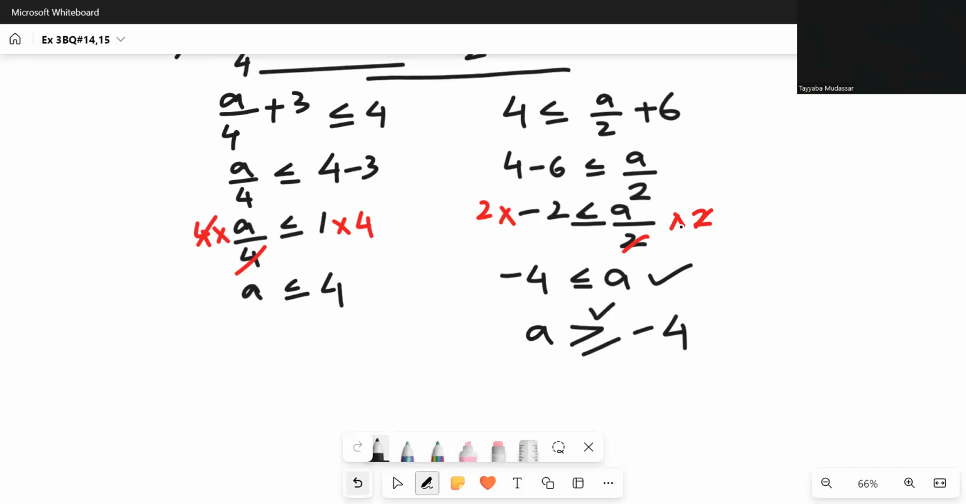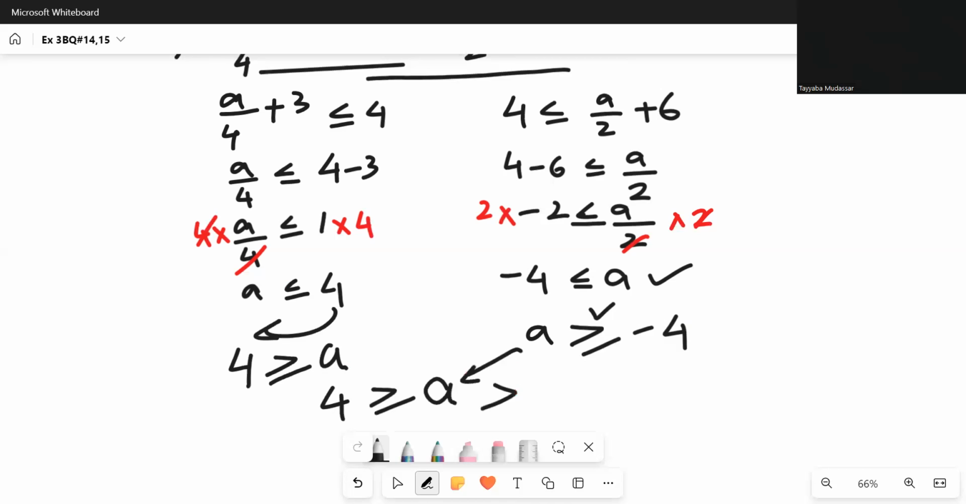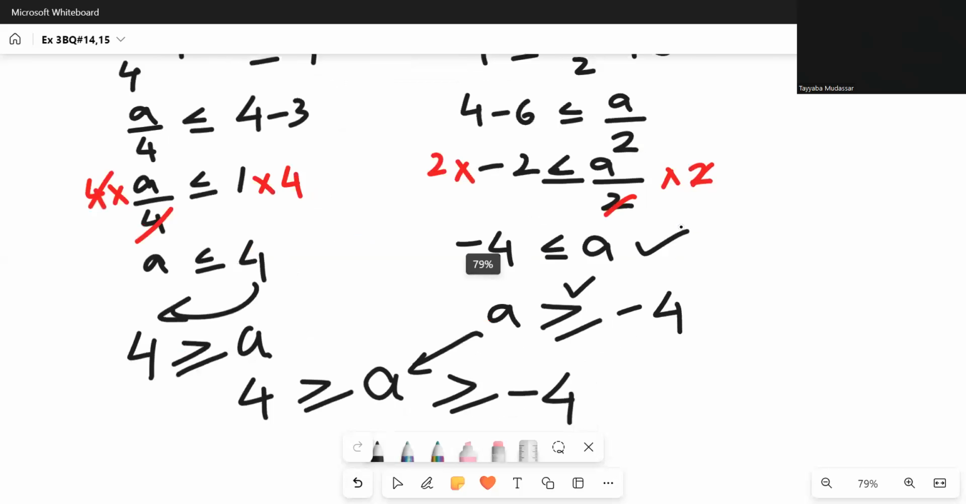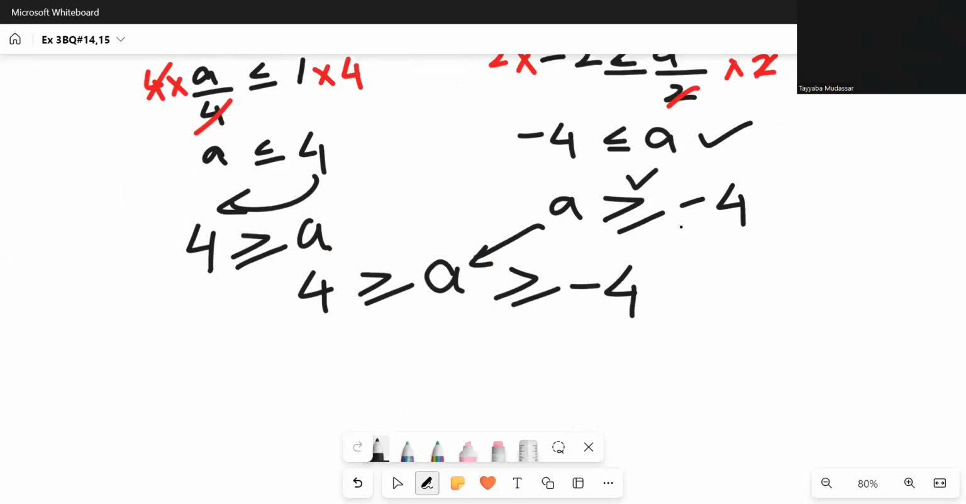So we can write it like this. If I change it into this form, A greater than or equal to A, 4 greater than or equal to A. So this one we can write like this, 4 greater than or equal to A, and this one A is already here, and we will shift this inequality to this form. Before we break this, and now we combine this.